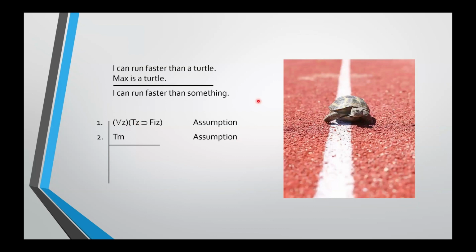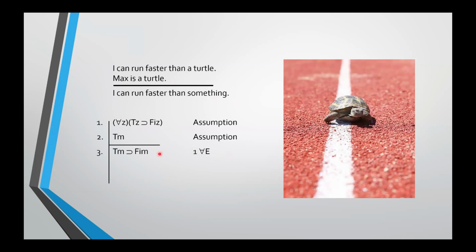Okay, so here's an example of how this works. I am not exactly the most athletic person, right? There are not many things that I can run faster than, but I can definitely run faster than turtles. So this argument will show that if there's some particular turtle that I can run faster than, then I can run faster than something. So here are the premises in PL.